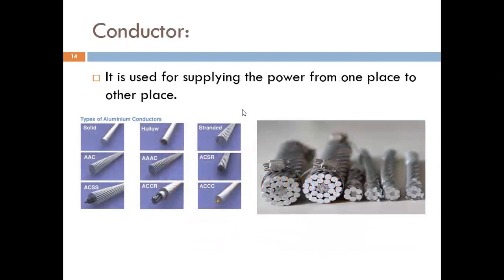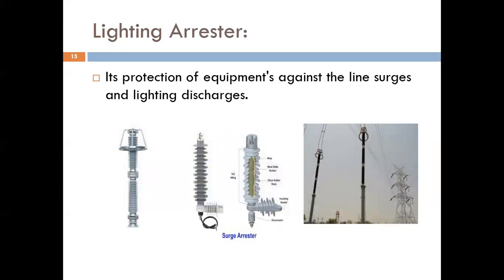Now conductor. It is used to supply the power from one place to another place. You see in the diagram, aluminum ACSR conductor, standard conductor, hollow conductor, ACC conductor, ACSS conductor, triple C conductor, solid conductor are used in a substation, and mainly it is used for the supply from one place to another place.